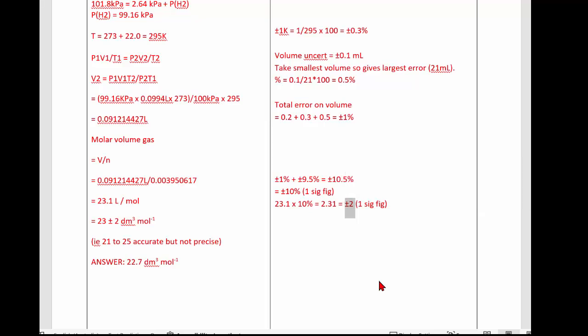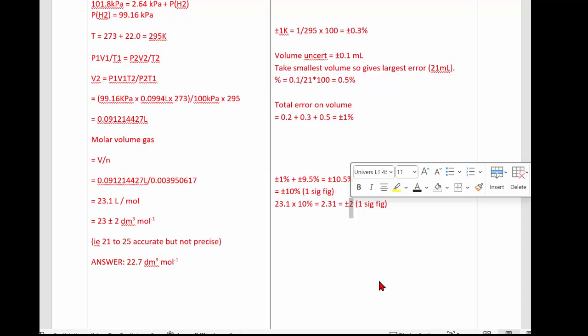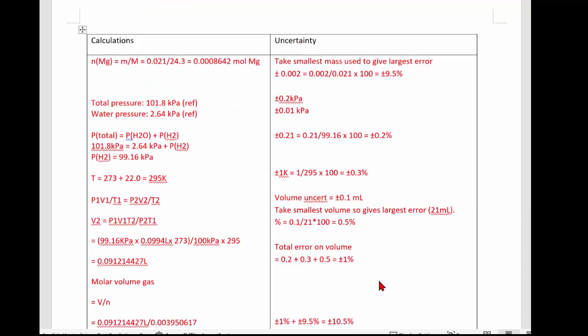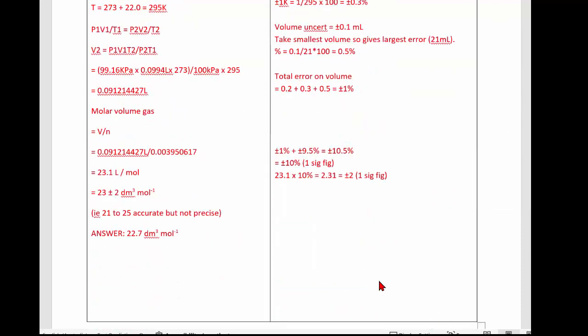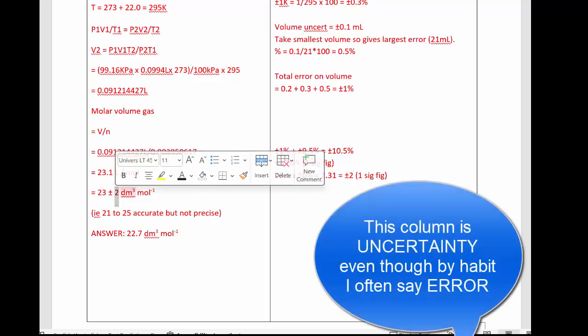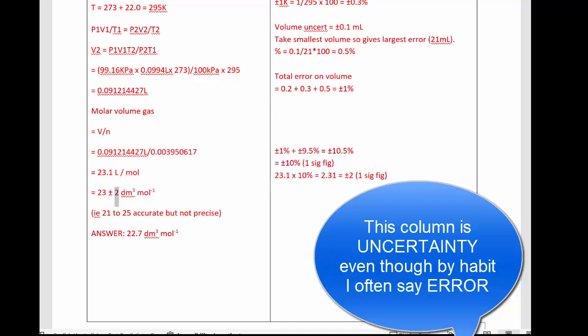So I have to round off my final answer to the 1's place. Often it's to 10s or 100s if I've done a better job on getting a more accurate balance up here and getting a smaller error. All right, and so the final answer is quite large. Is quite imprecise. It's 23 plus or minus 2.